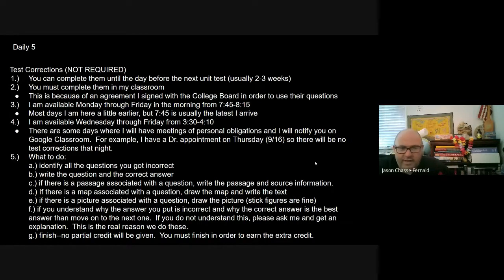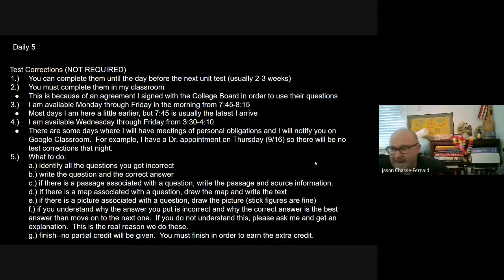For every one you got wrong, you're going to write down the question and you're going to write down the correct answer. I'm not going to make you explain why it's correct or why the one you put was wrong. I'm going to assume that you are a mature student, and if you don't understand that, then you can ask me. I'm here for that. If there is a passage associated with a question, I want you to write the passage in the source information. If the question asks you from paragraph 1, then you only have to write paragraph 1 in the source information.